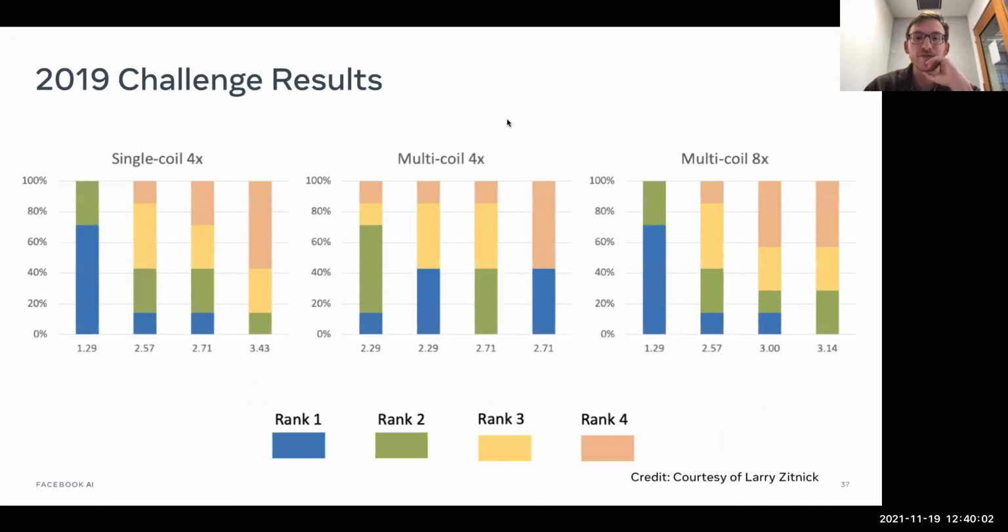And you can see this even more if you break things down this way. Basically these bar charts are all color coded for how the radiologists ranked each submission. So each one of these bars is a different submission. And if there's more blue, that means more radiologists ranked that one the best. And so again, for the single coil 4x track, there's a lot of agreement among radiologists that one submission was maybe the best.